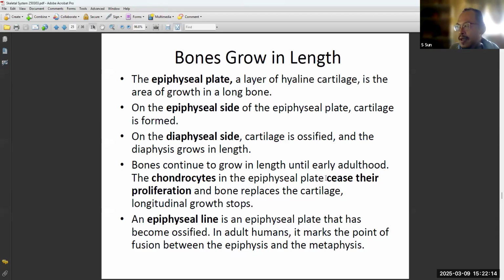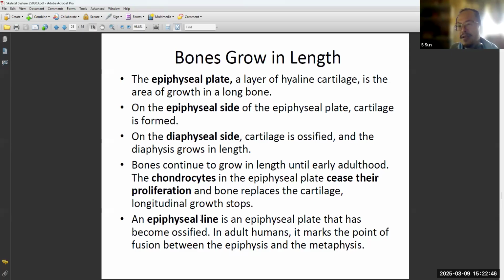in the epiphyseal plate cease their proliferation. They will not develop or grow anymore. And then bone will replace this cartilage, and the longitudinal growth will stop. So that's that. And then we will not have this plate. The plate will be squeezed into just a single line.